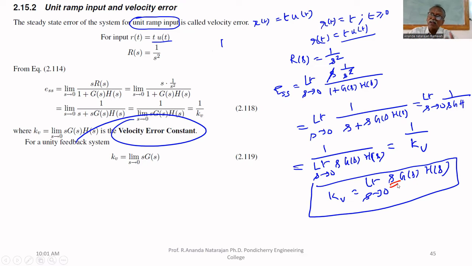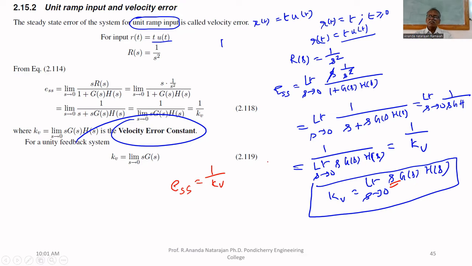If you know the velocity error constant, we can find the steady state error. If I know Kv, what is the steady state error? It is 1 by Kv, that's all. In some sums, they will give the velocity error constant is this much, the position error constant is this much, the acceleration error constant is this much. Like that, they will give.